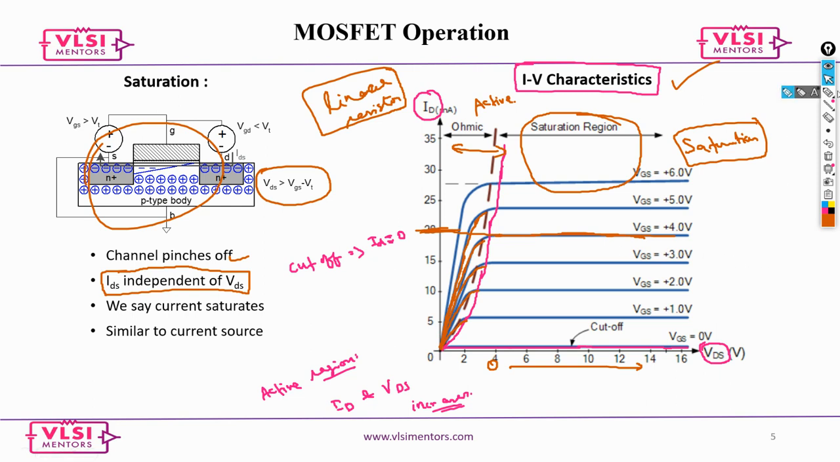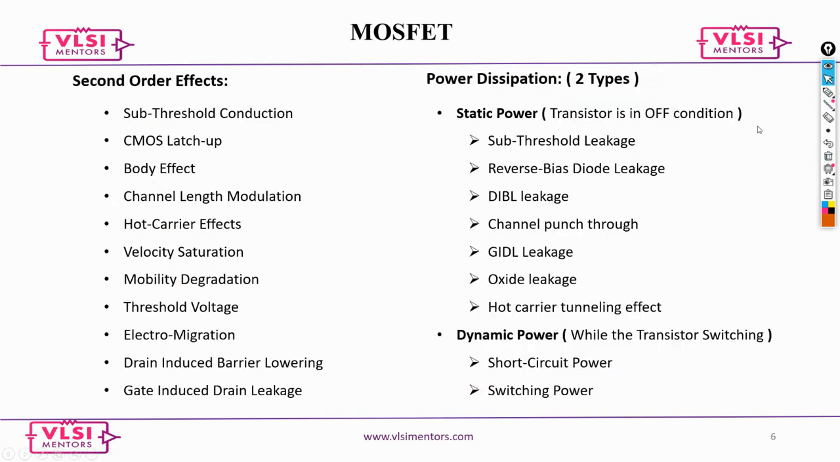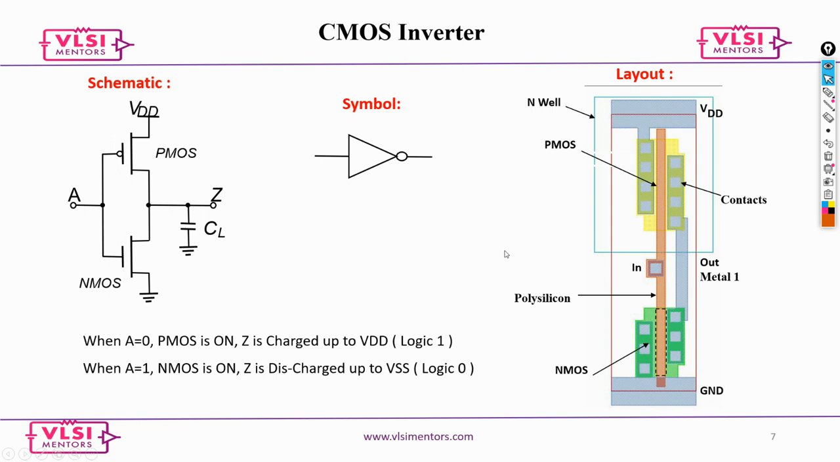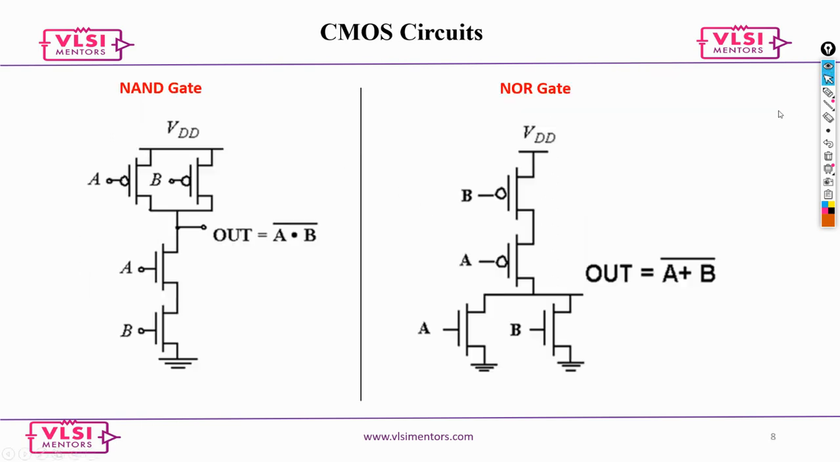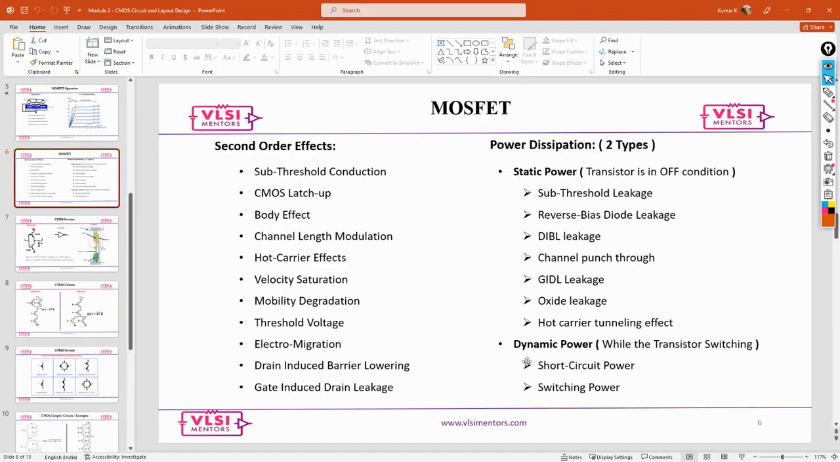Okay, now let's move to the next topic. The subthreshold and second order effects we will cover a little later. What we will do is cover the power dissipation and then the basics of the CMOS inverter for today, and then we will drop for the day. So let's take a short break and then come back and discuss power dissipation and what a CMOS inverter is.